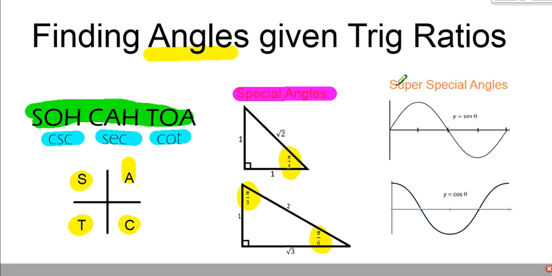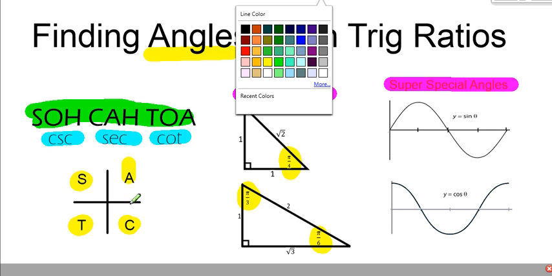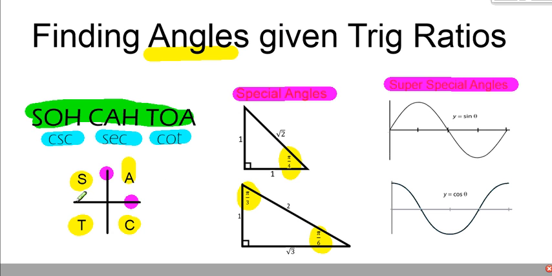Of course, there are also super special angles, and if I go down to this diagram, they are 0, pi over 2, pi, 3 pi over 2, and 2 pi. I use these diagrams and go 0, pi over 2, pi, 3 pi over 2, and 2 pi. That's with sine, and down here is the cosine curve, and again 0, pi over 2, pi, 3 pi over 2, and 2 pi. So when I need to think about super special angles, these are the visuals I use.